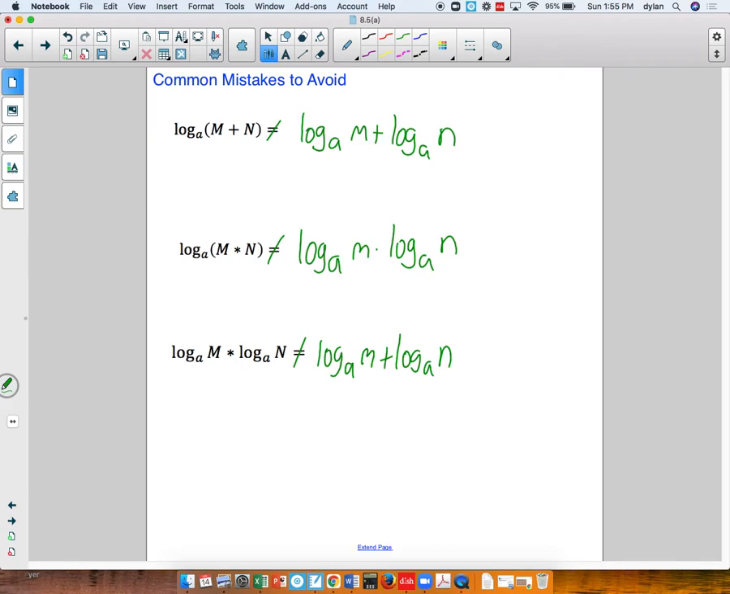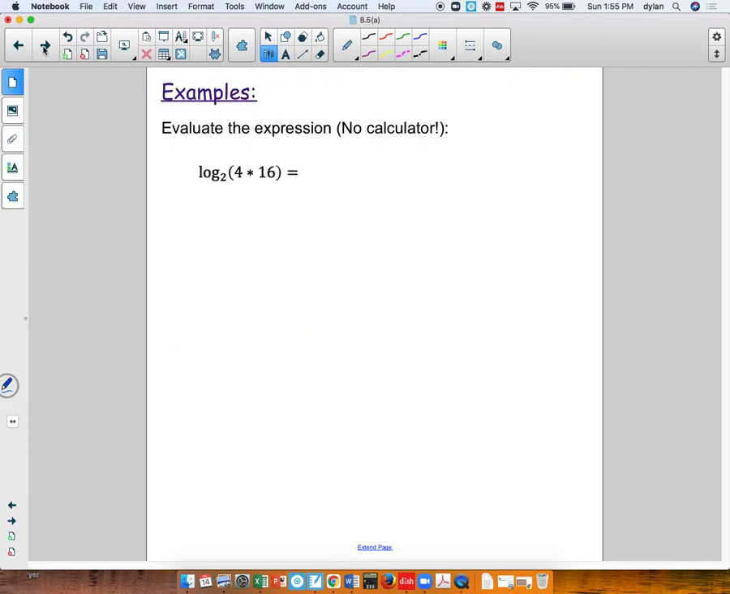So let's look at a couple examples here. In the first example, I just want to look a little bit at how you might use some log properties. Now, this problem is sort of just a stylized example because we're looking at log base 2 of 4 times 16. And you could just multiply 4 times 16 and then work your way through evaluating log base 2 of 48. But I just want to show you how you could do this problem using log rules to avoid your calculator.